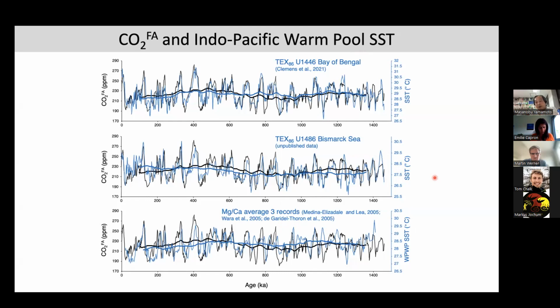Because the IPWP is far from the continental ice, we can assume that the temperature was affected by greenhouse gas forcing more straightforwardly. So this correspondence is, I think, reasonable. But we cannot explain why our record is not consistent with the sea surface temperature changes in other oceans. So this is a big question for us.